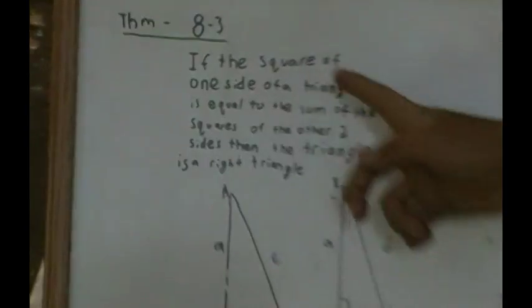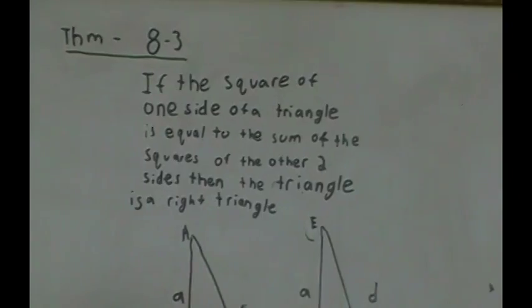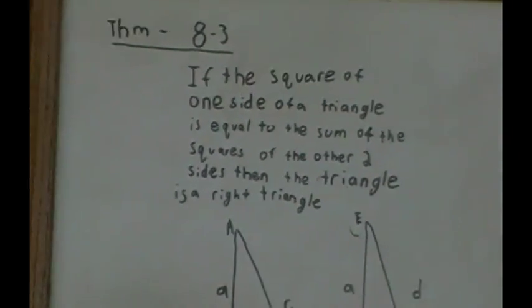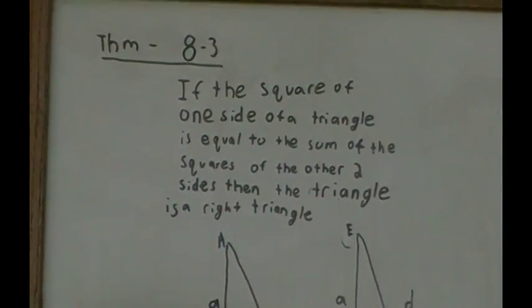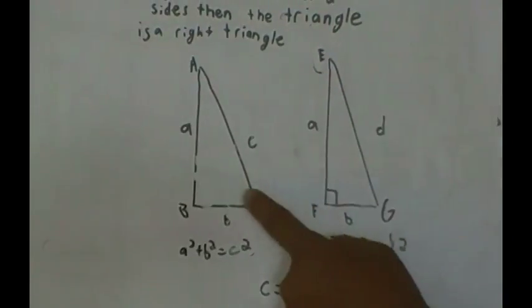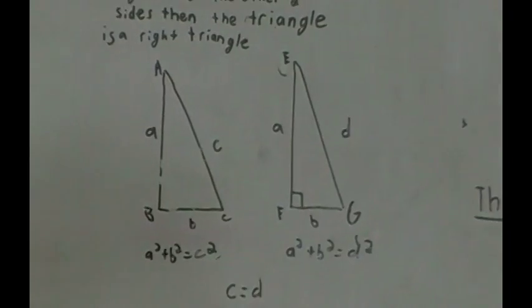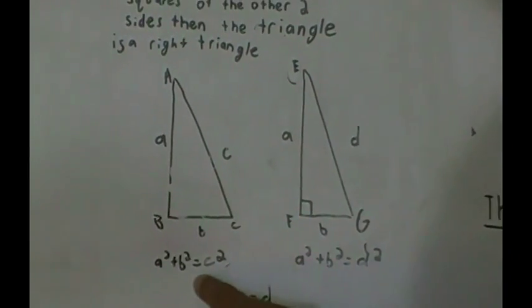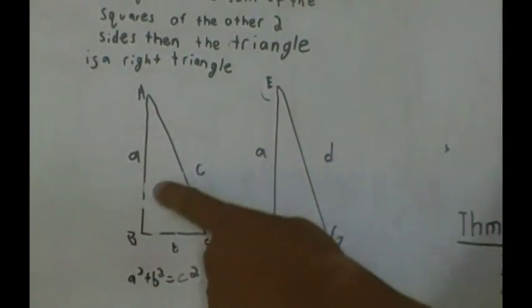So theorem 8.3: if the square of one side of a triangle is equal to the sum of the squares of the other two sides, then the triangle is a right triangle. I'll explain it this way. So let's see triangle ABC here. Segments a, b, and c, and you know the Pythagorean theorem is a squared plus b squared equals c squared, right? However, in this proof, we don't know that this is a right triangle.